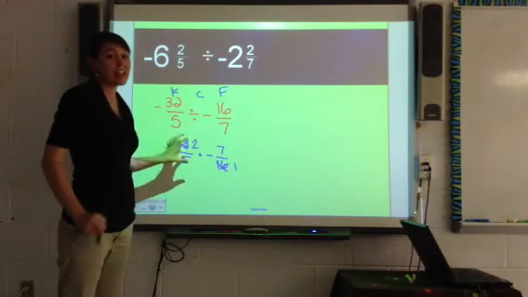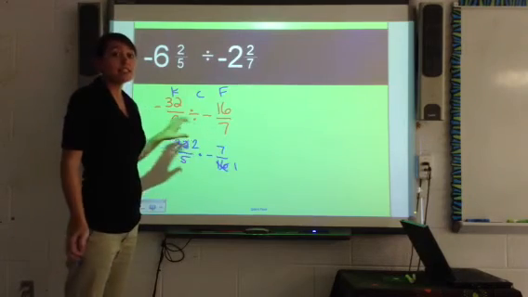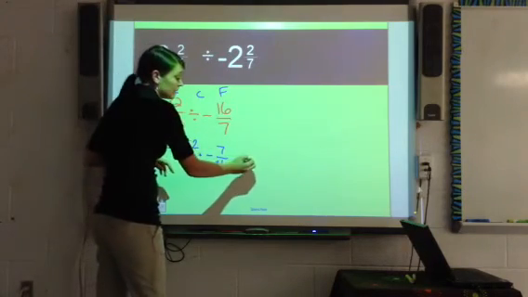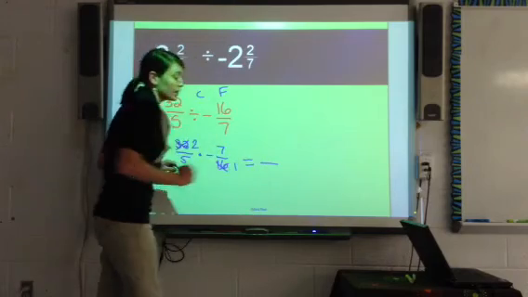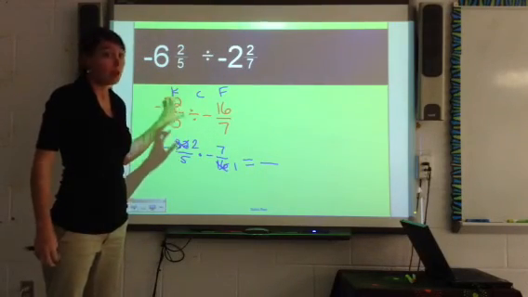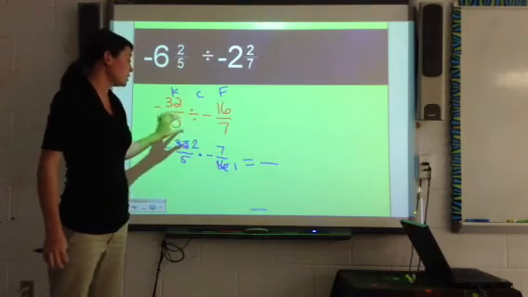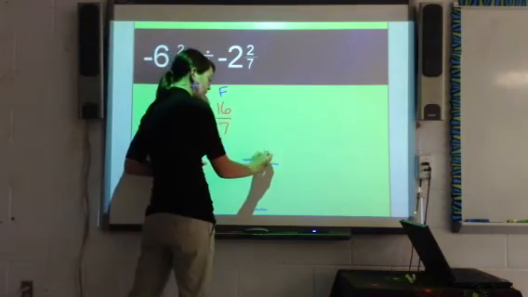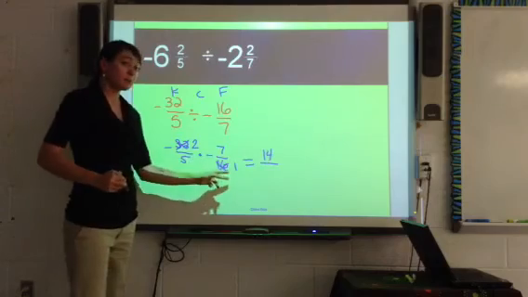Next thing is we have a negative times a negative. A negative times a negative we know is going to give me a positive. So I don't have to worry about bringing my negative sign over. I can just concentrate on multiplying my numerator by my numerator. 2 times 7 gives me 14. 5 times 1 gives me 5.